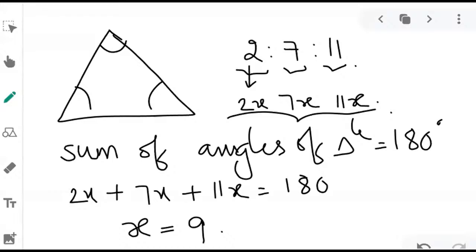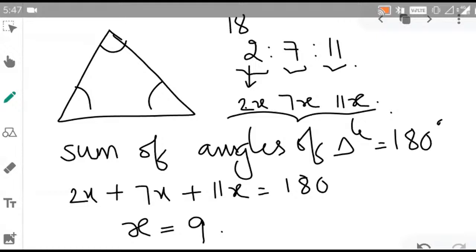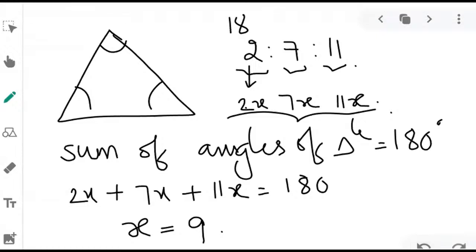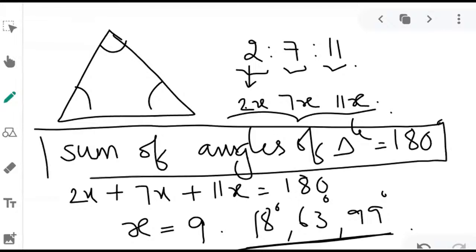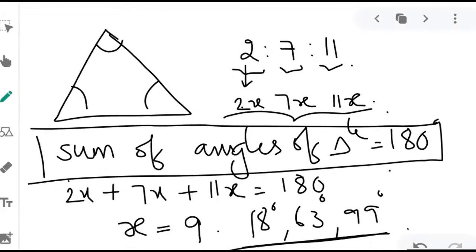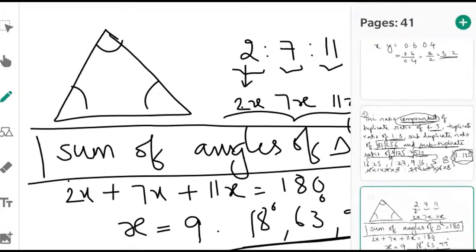So what are the three angles here? 2 into 9 is 18 degrees, 63 degrees, and 99 degrees. Right? So this is the key aspect to know for this problem: the sum of the angles of a triangle is 180. Right? So what about the next one?